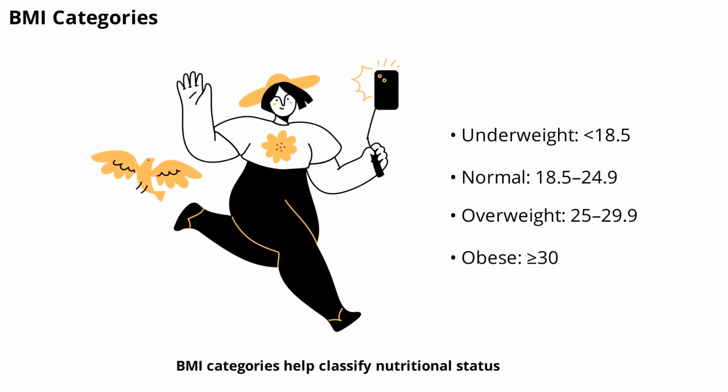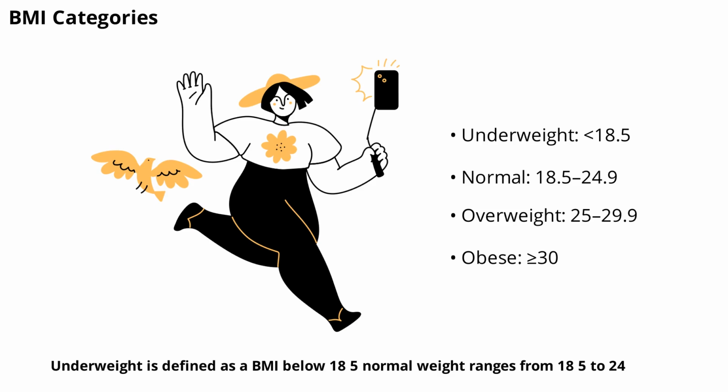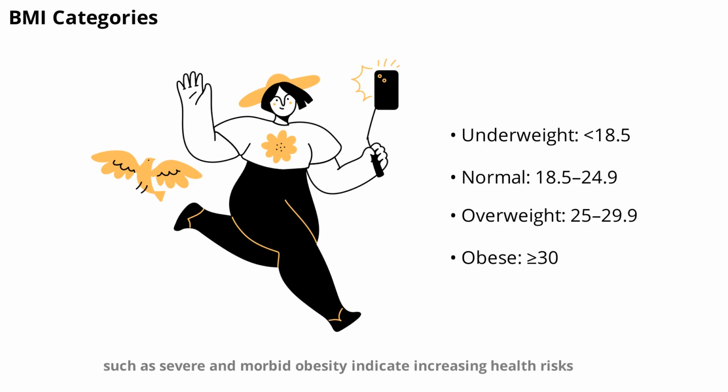BMI categories help classify nutritional status. Underweight is defined as a BMI below 18.5. Normal weight ranges from 18.5 to 24.9. Overweight is 25 to 29.9, and obesity starts at 30. Higher BMI categories, such as severe and morbid obesity, indicate increasing health risks. These categories are used in clinical assessments and population surveys to monitor trends and guide intervention.